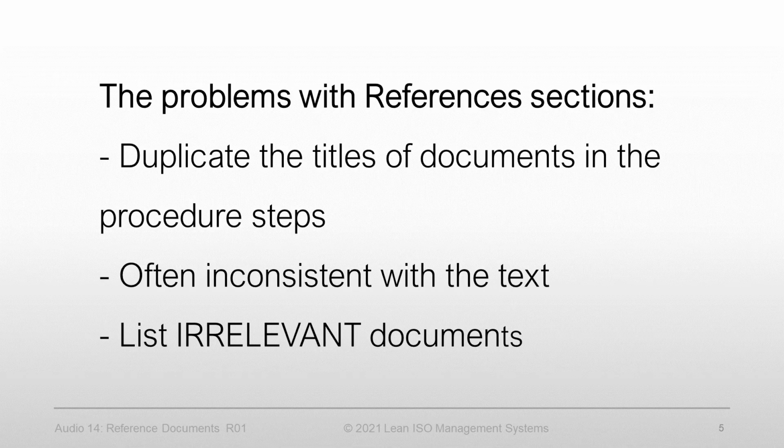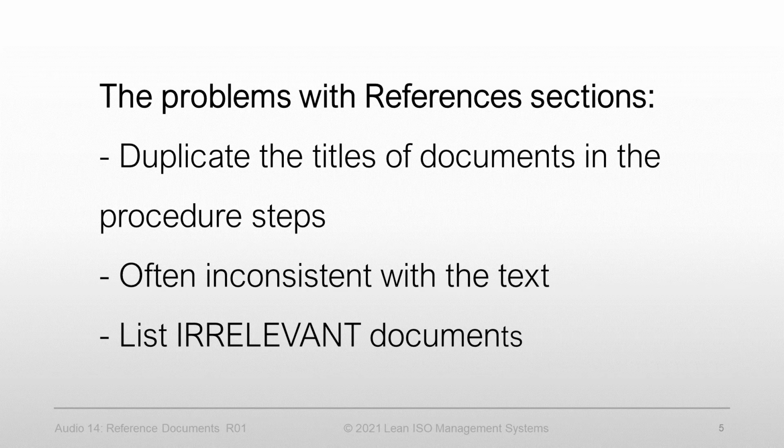Evaluating this example, we can see at least 3 problems with this procedure. The first one is that the references section repeated the titles of the documents in the procedure steps. We already know that the duplication sooner or later leads to discrepancies. The reference list may become inconsistent with the documents cited in the text. Duplication does not add value to procedures. This is the first reason not to use references sections.